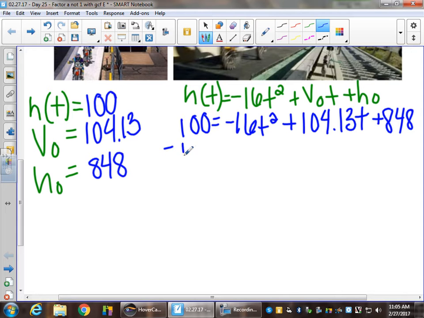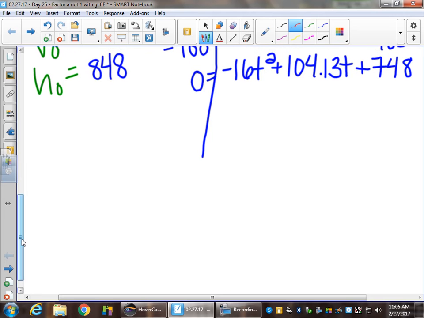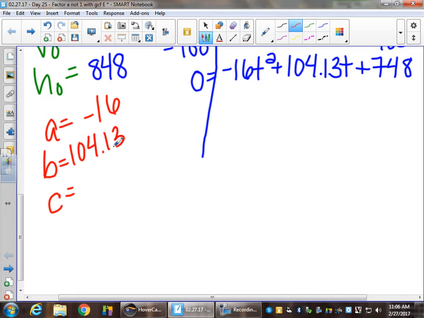Subtract 100. Zero equals negative 16 t squared plus 104.13 t plus 748. Now what three key pieces of information do we have? A, B, and C. Good. What's my A? Negative 16. What's my B? 104.13. And what's my C?